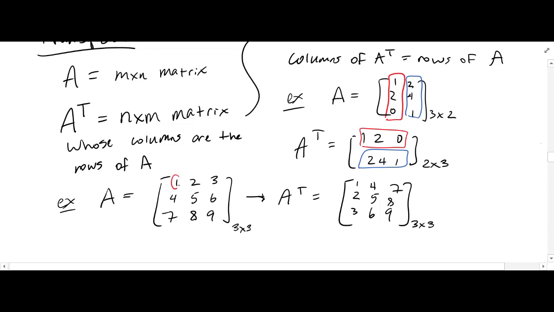So for a square matrix, you can notice that the diagonal doesn't change when you transpose the matrix. And in this square matrix, the off-diagonal entries just get swapped. So the 6 and the 8 got swapped, the 2 and the 4 got swapped, and the 7 and the 3 got swapped. So for a square matrix, another way to think about it is just reflecting across the diagonal of the matrix.